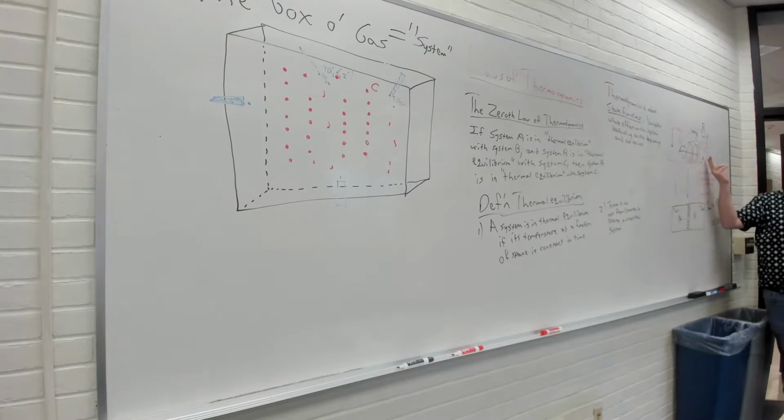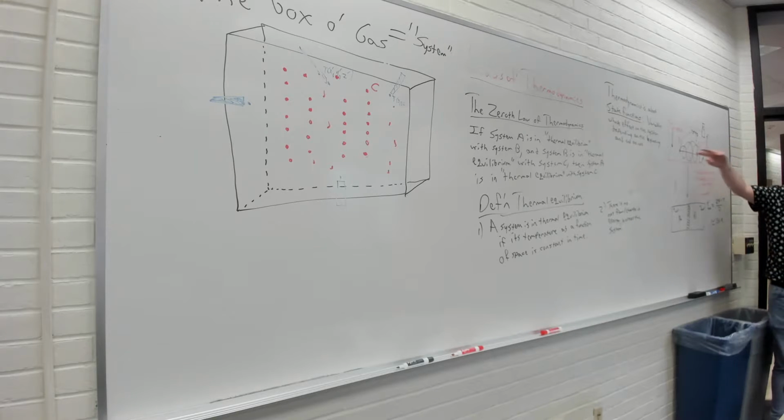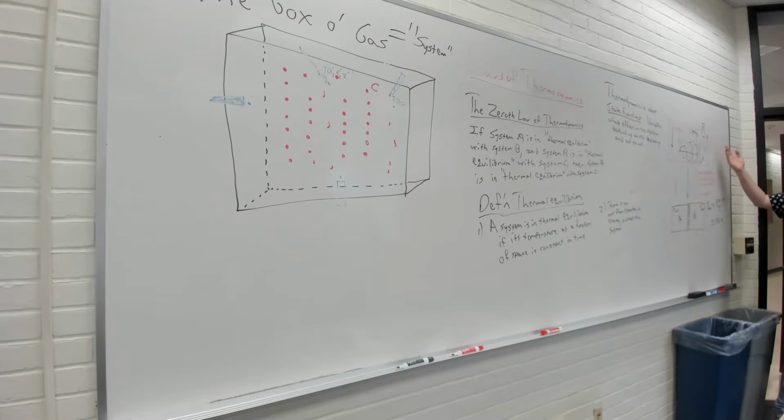Is A in thermal equilibrium with B? No. Is B in thermal equilibrium with C? Maybe, right? B probably measures C because they've been sitting together for a long time. But that means A is not in thermal equilibrium with C because A is not in thermal equilibrium with B. So that means that the temperature that we measure in C is not defined for A, and so the entire system doesn't have a defined temperature because the temperature varies across the system.